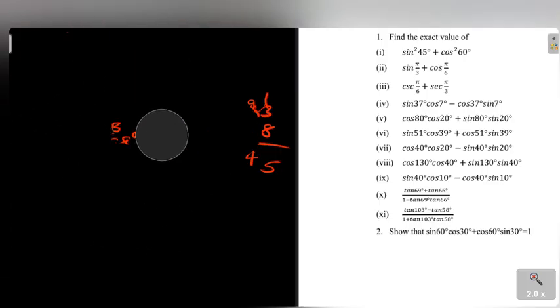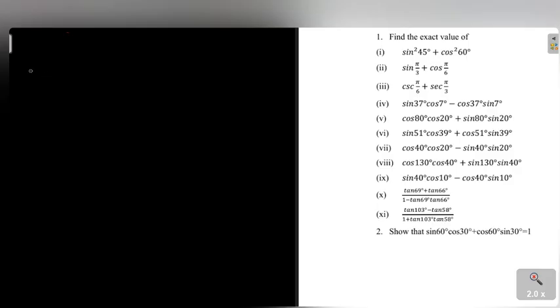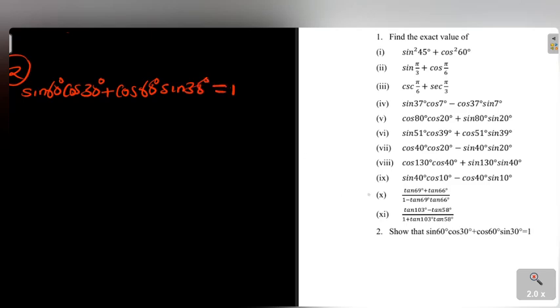Okay, so we proceed. Then question number 2, we have sine 60 degrees cos 30 degrees, plus cos 60 degrees sine 30 degrees, is equal to 1. So the question says show that this is equal to 1. So how do we show? We're going to pick our left hand side. So to our left hand side, what we have now is sine 60 degrees cos 30 degrees, plus cos 60 degrees sine 30 degrees.